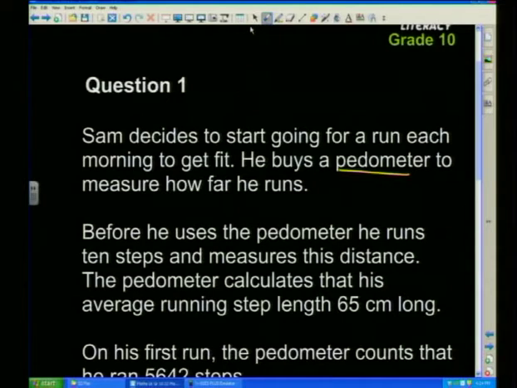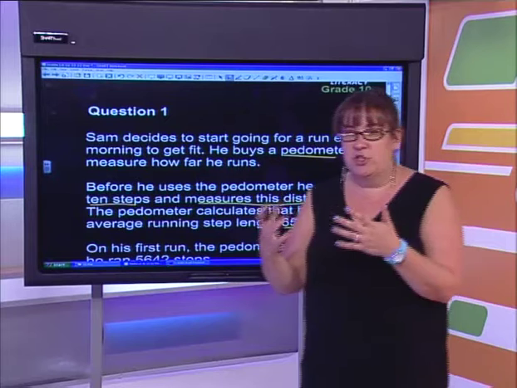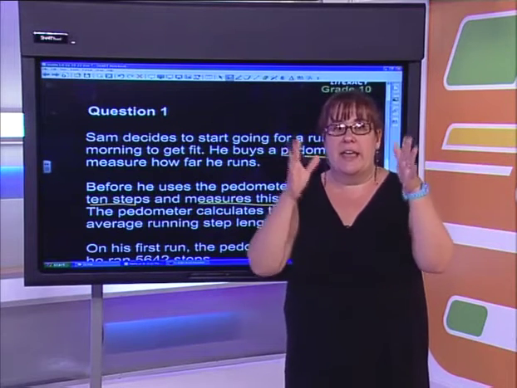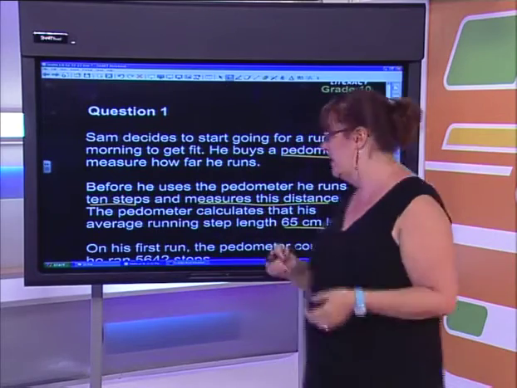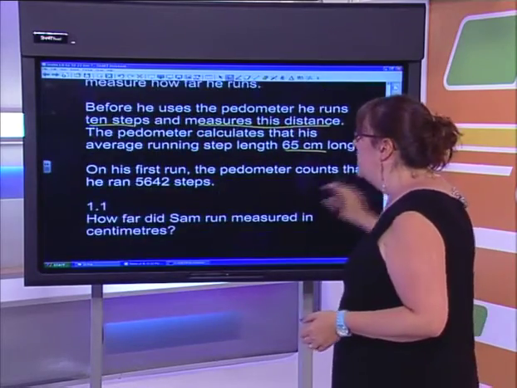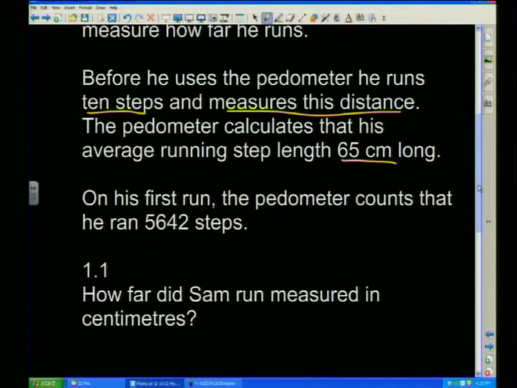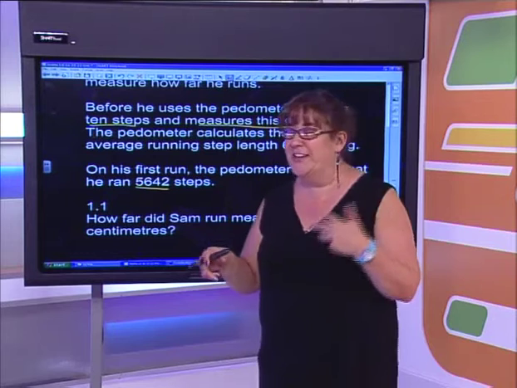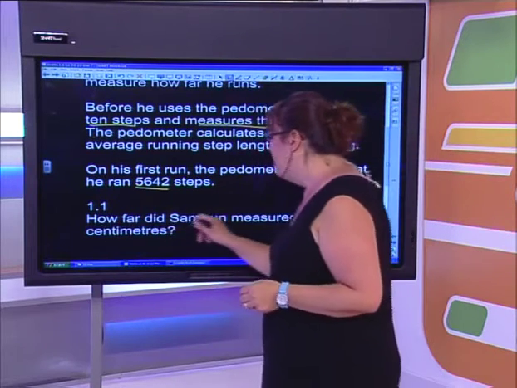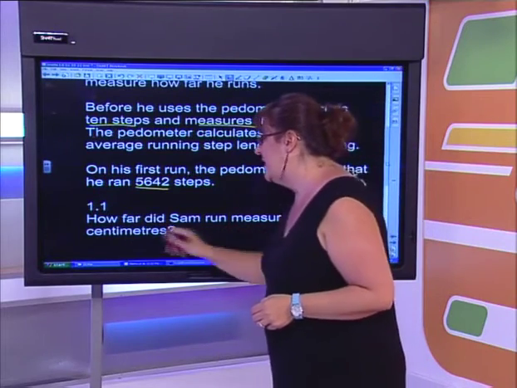Before he uses the pedometer, he runs 10 steps. So he runs 10 steps and he measures this distance. The pedometer calculates that his average running step length is 65 centimeters long. So basically the machine has done it for him, but it's worked out that every step that he takes is 65 centimeters. Then on his first run, the pedometer counts that he ran 5,642 steps. But we want to know, how far did Sam run measured in centimeters?